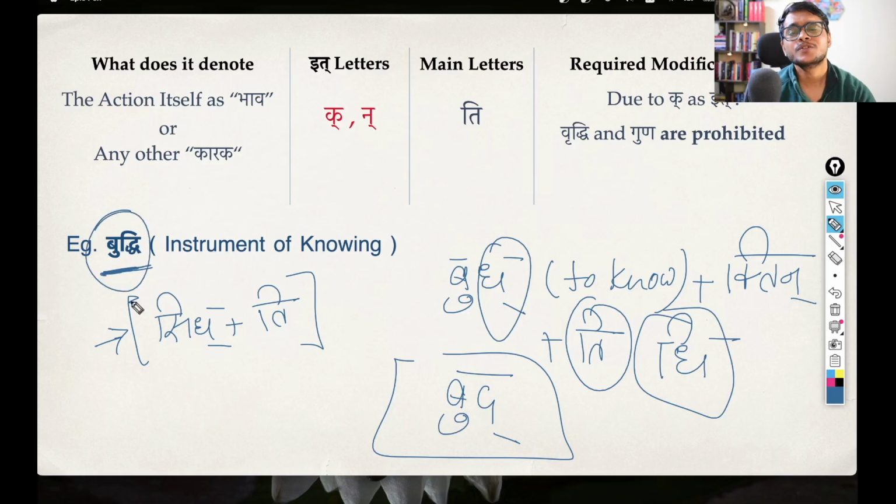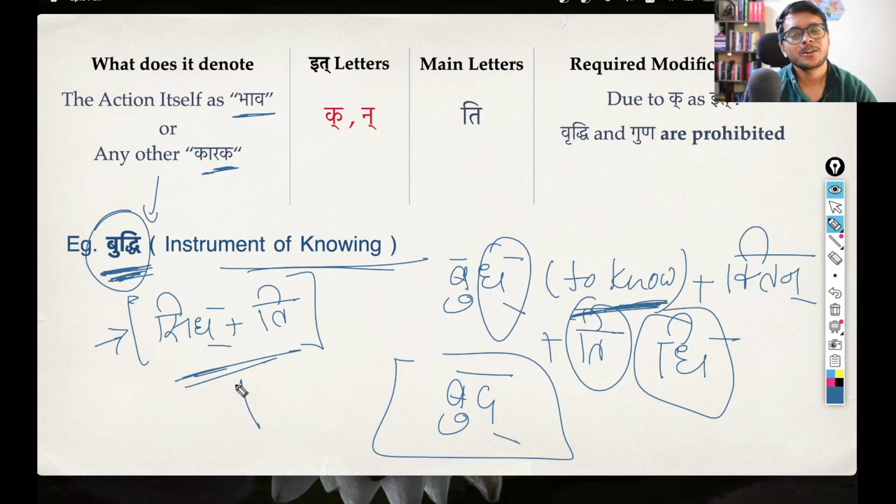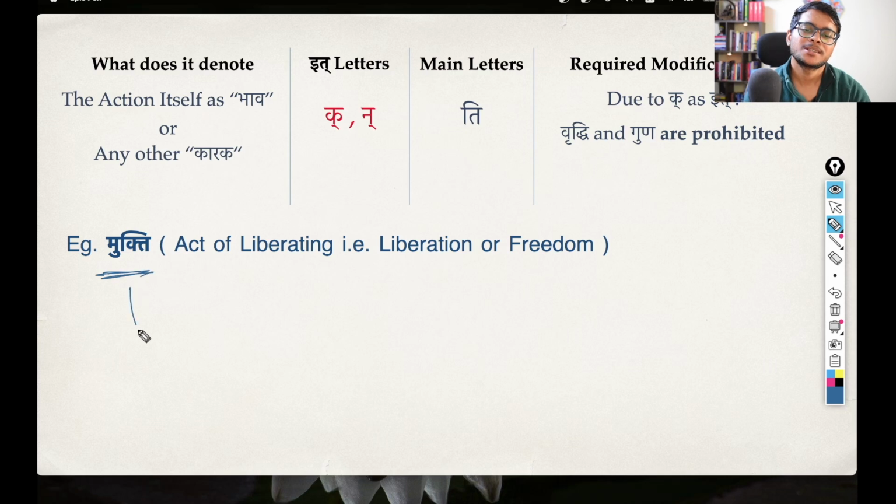And the general use of this pada buddhi is this karana karaka only, that the instrument of knowing, that through which we know something, that is buddhi, our intelligence, our intellect. Okay, so I hope it is clear. I did not repeat the vyutpatti steps because it is exactly similar to what we saw in the previous example with siddhi. Okay, now let us see this example mukti.